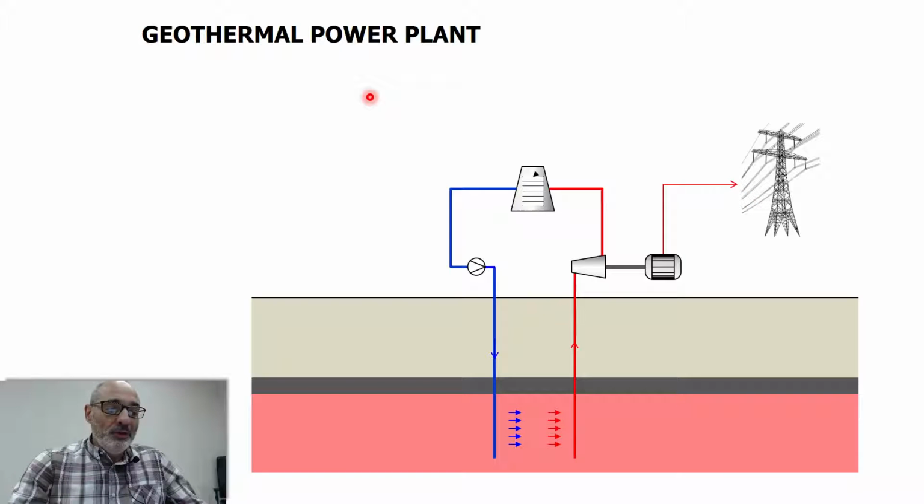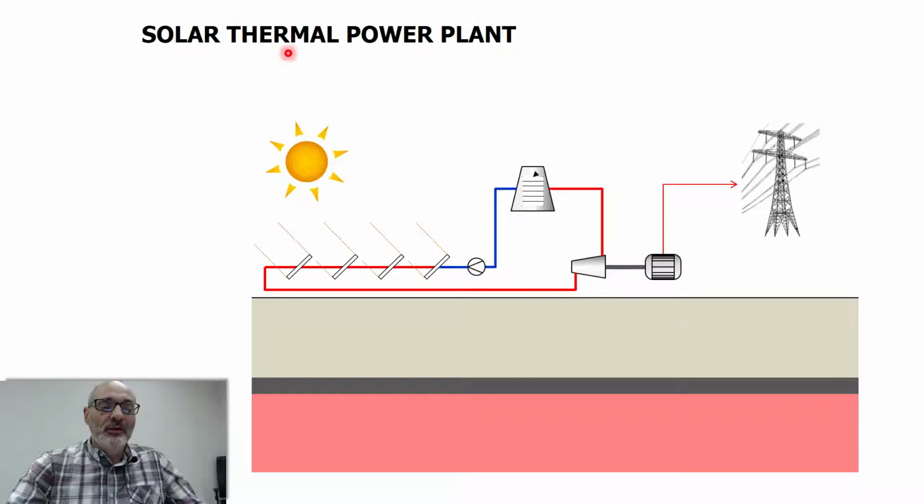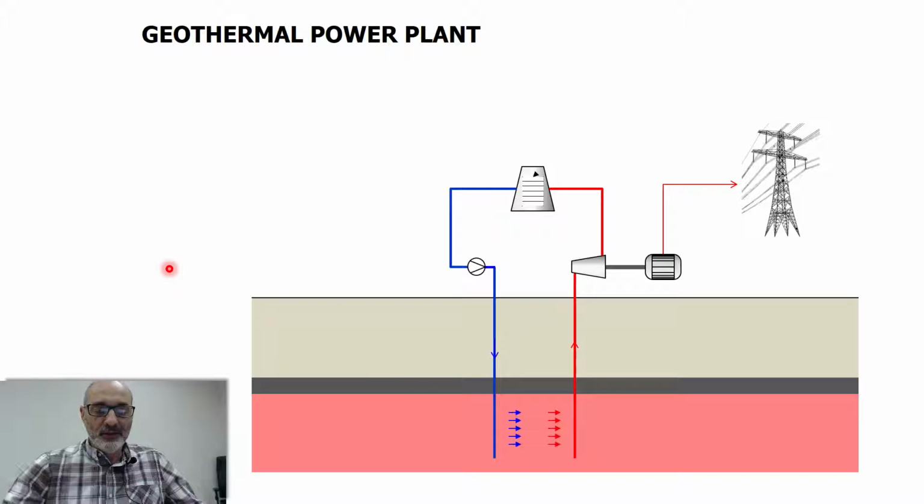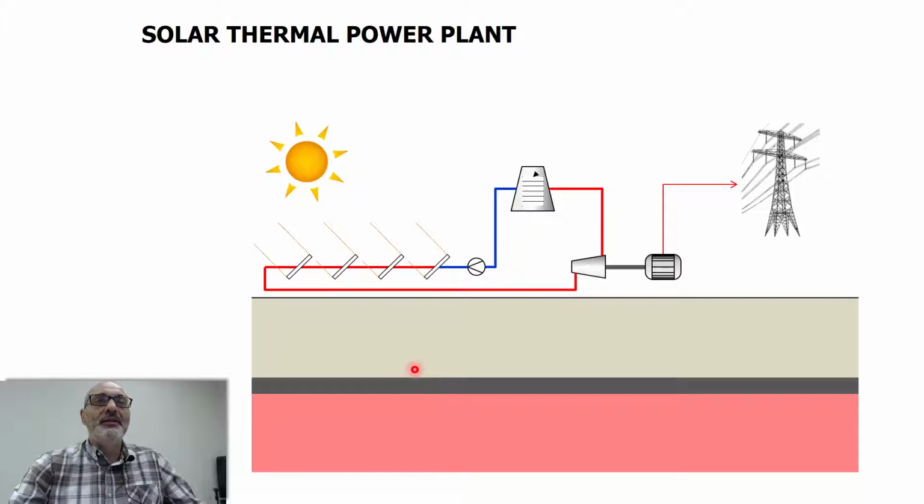When you change from a geothermal source to a solar thermal one, the only thing that changes is the source of heat. I'm going back one slide. You see here the source is the Earth, underground, and here it is the sun. So you have heat absorbers here that absorb heat from the sun, and in the same way you have high pressure, high temperature steam, expansion, work generation, conversion to electricity, and rejection to the atmosphere.